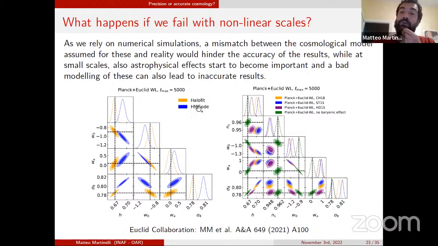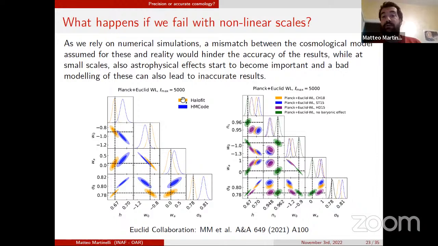So basically, you have two different tools applied on the same dataset, and the constraints of HM-code that go away from the fiducial cosmology, what is used to generate the data, tell us that using this code on a universe that is modeled another way shows us that there is some mismatch. So we basically go away from what we expect.